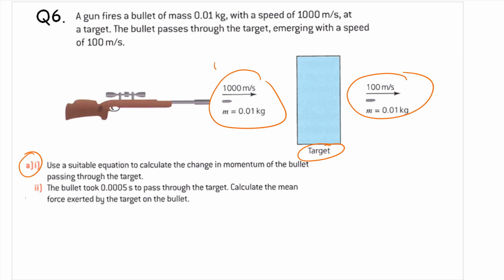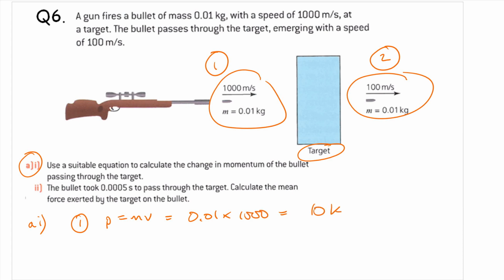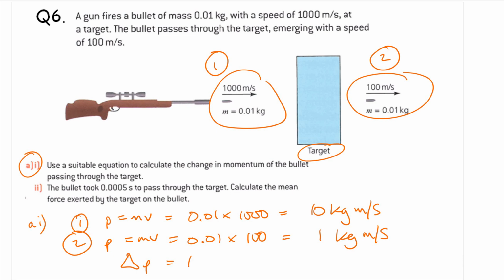Nice and easy. If we say that this is number 1 and this is 2, A1. Number 1, what's the momentum there? Equation. Workings. Answer with the right units. For 2, equation, same mass, less velocity, change in momentum. Change in momentum equals 10 take away 1, which is 9 kilogram meters a second in that direction.